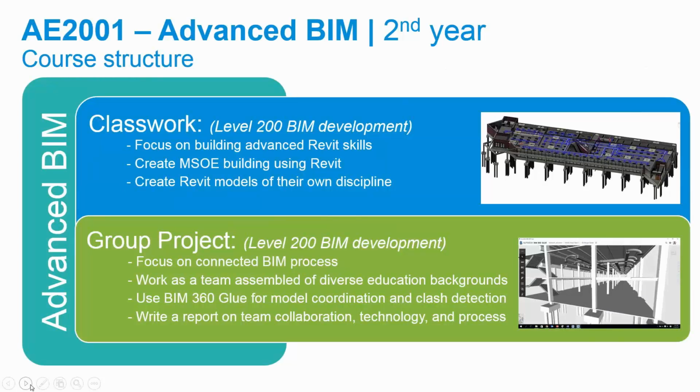Both classwork and group projects are focused on level 200 BIM development, which means the model element is graphically represented as a generic system, object, or assembly with approximate quantities, size, shape, location, and orientation. During the class period, the students focus on building advanced Revit skills to create one of the MSOE buildings using Revit. Each individual creates Revit models of their own discipline.